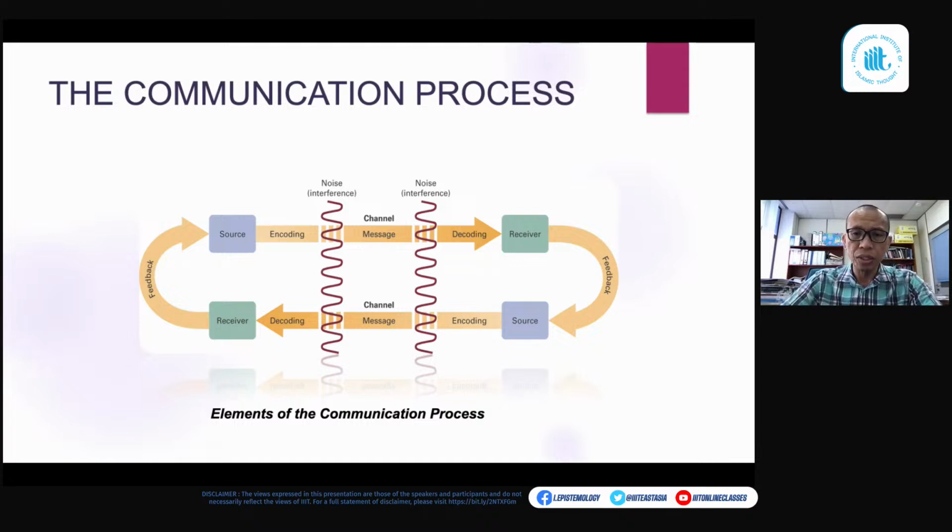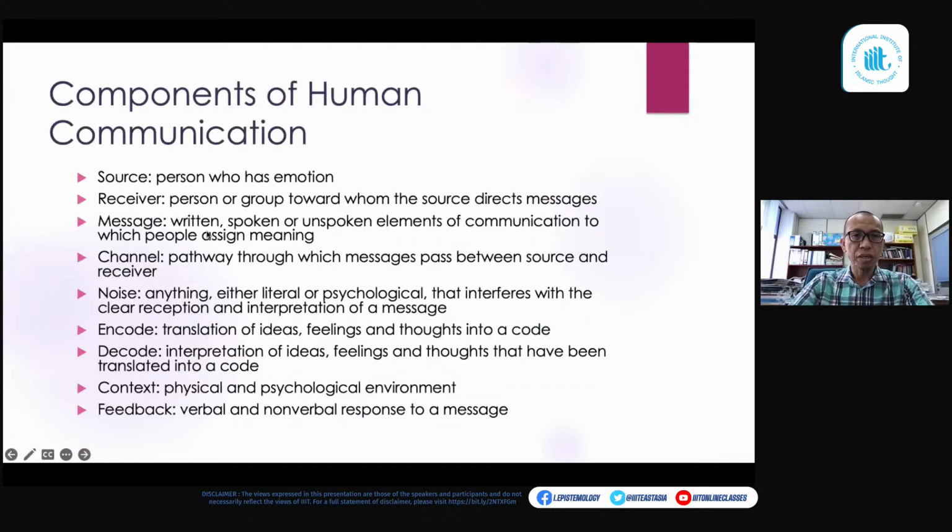So in a normal context, we don't really see ourselves as solely a source or solely a receiver. So these are the basic components. Of course, we have feedback. Feedback can be verbal, as I did mention before, and it can also be non-verbal. So let's proceed further. These are basically the components I mentioned just now. You have a source, and you have a receiver.